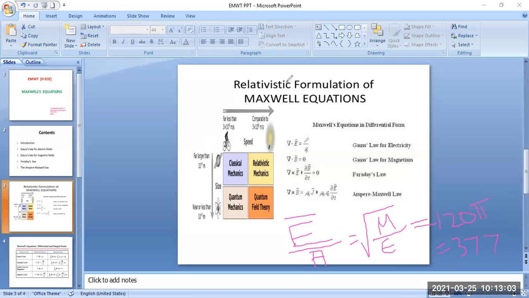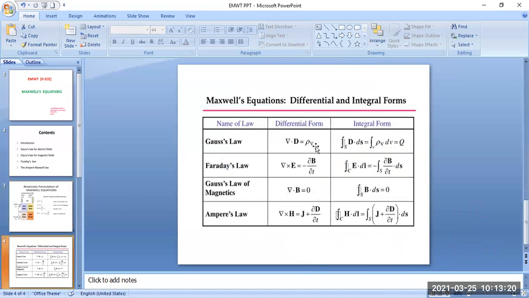And also by using Maxwell's equations, we can solve the uniform plane wave equation. We can get the solution of a uniform plane wave equation. Now we will see Maxwell's equations in different forms. Those are the differential form and the integral form.